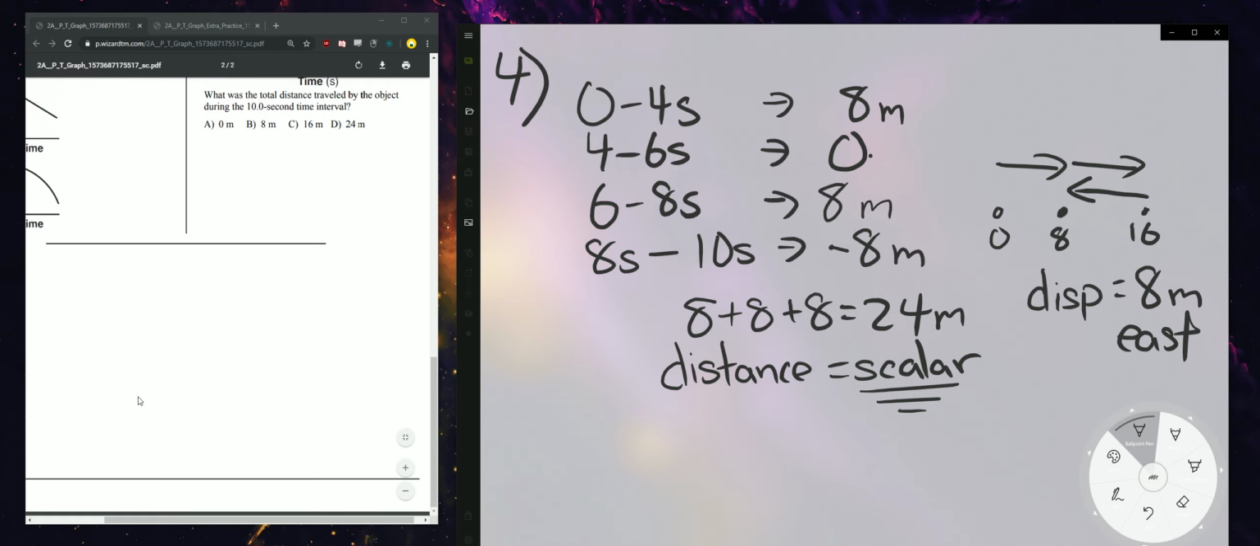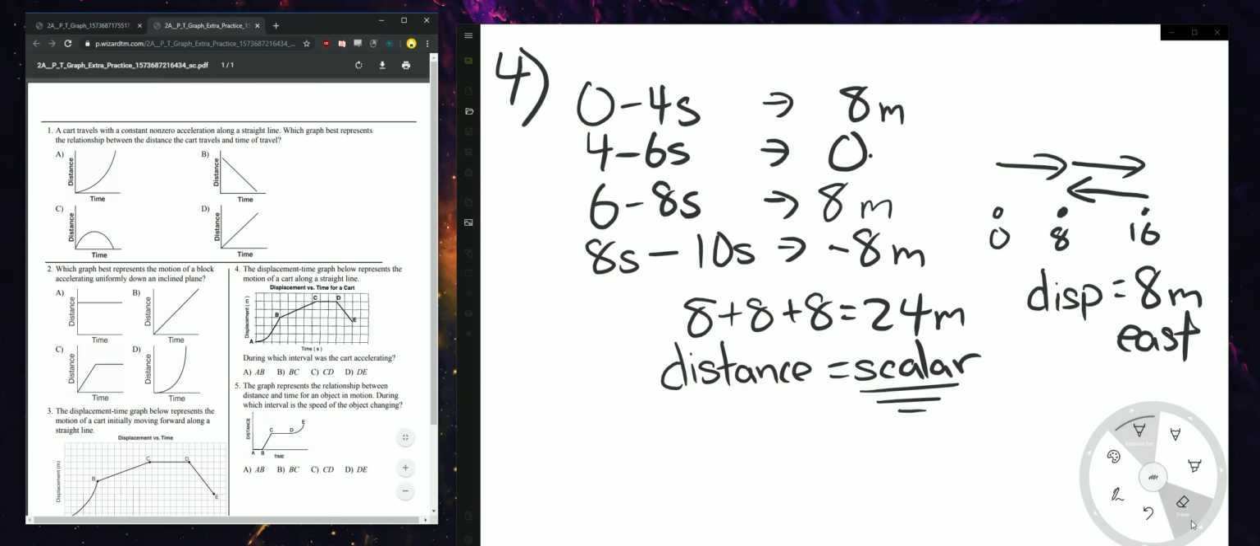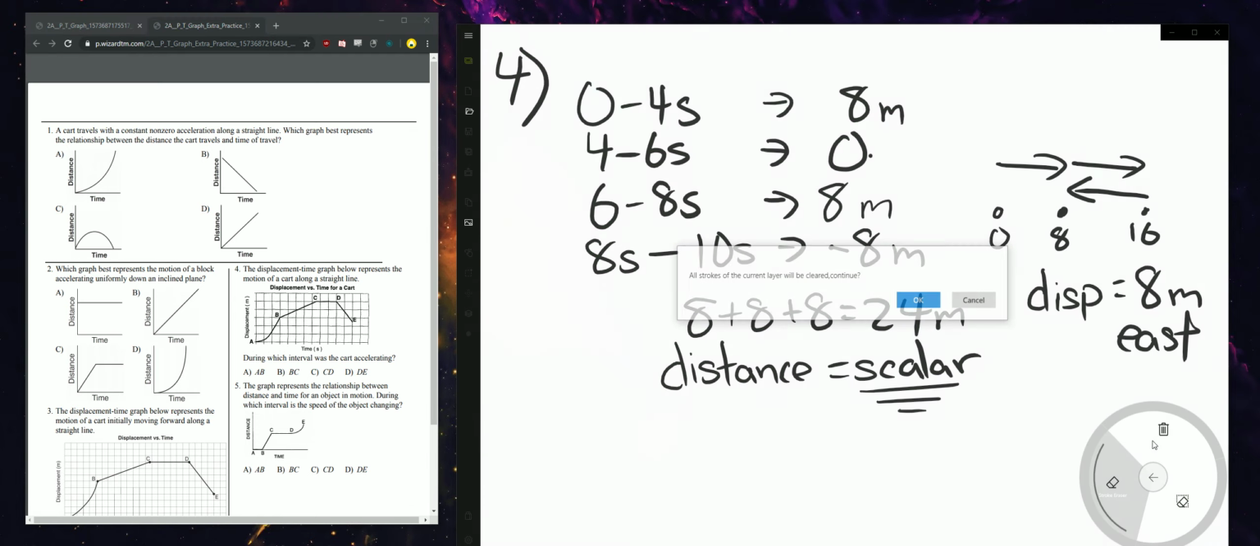So now let's move on to the second sheet. This is extra practice, by the way. This is the extra practice assignment.